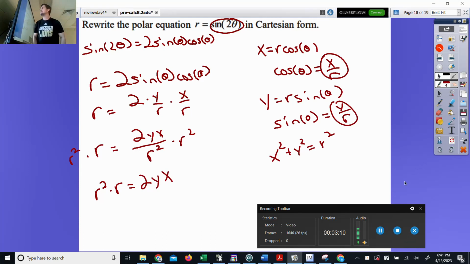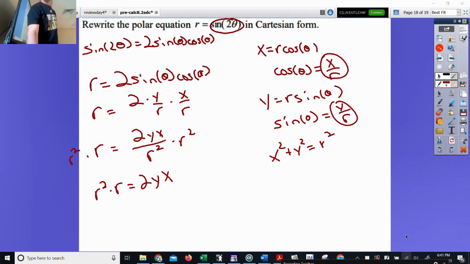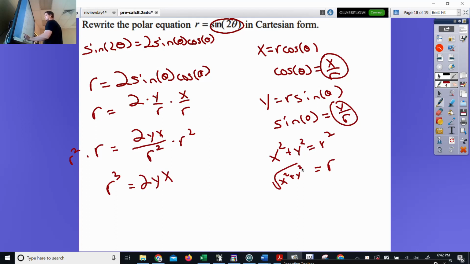So this next move is going to seem kind of funny. It's not something you might think that you might do. Nobody ever said this would be easy. Obviously, you know this is r cubed. You don't have anything to replace r cubed with, do you? There's nothing you can do with it. But there's this. r is the root of x squared plus y squared. That can be substituted in. The square root of x squared plus y squared, cubed, is 2yx.